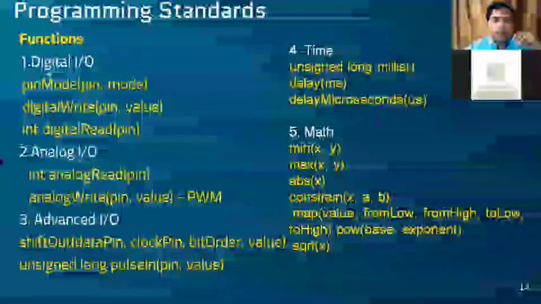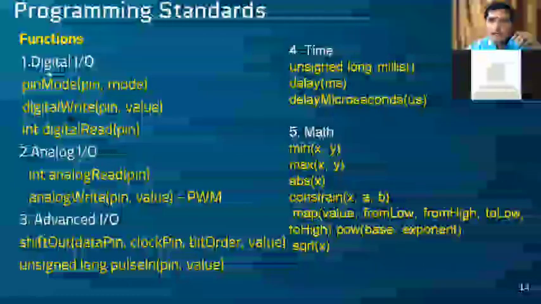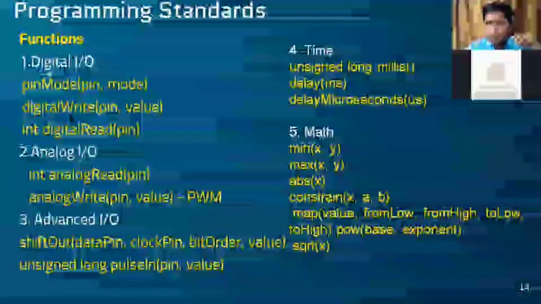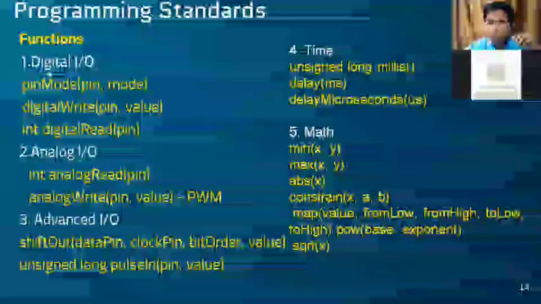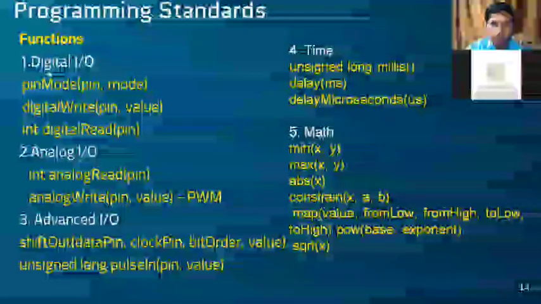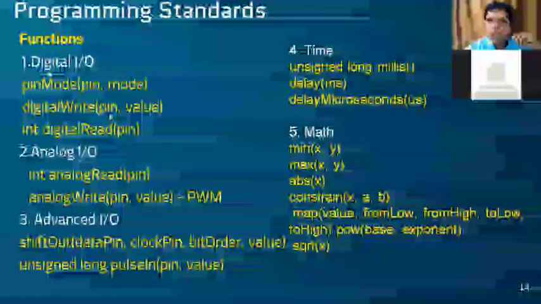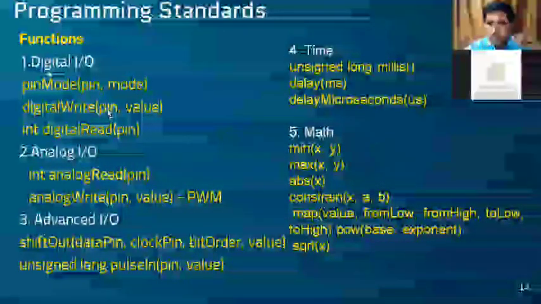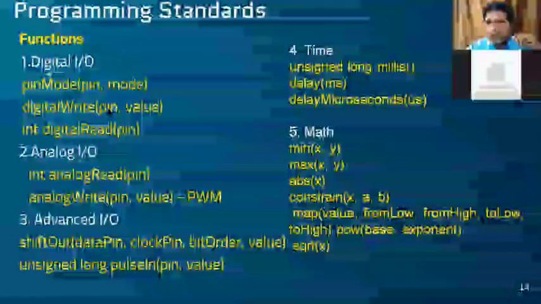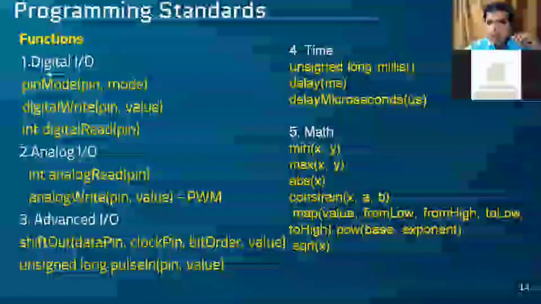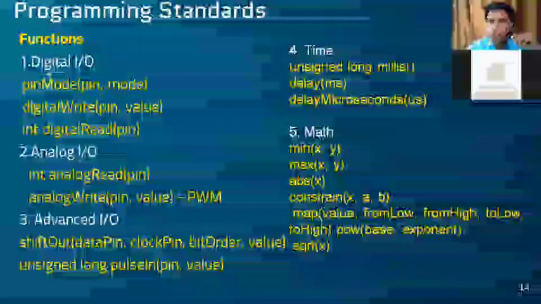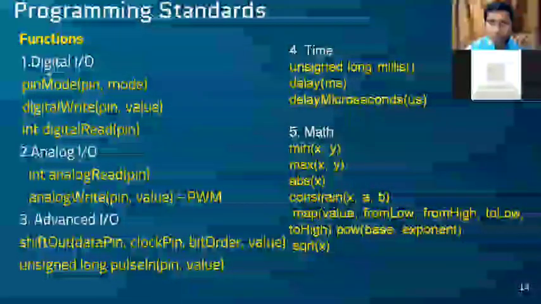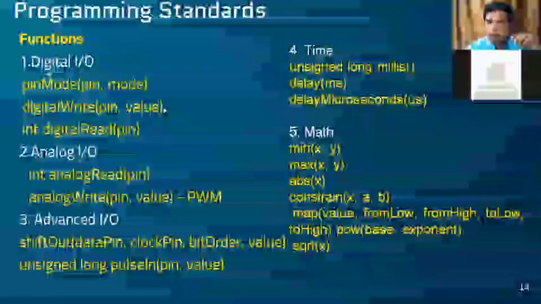Suppose you are writing digitalWrite. You are mentioning an input value or an output value. You have to write digitalWrite in this format, and you have to mention the pin value. Suppose you are using pin 13. So pin 13, you have to declare in the define only. You have to write pin 13 in the define. Then you can write that pin and the value for what purpose you are using.